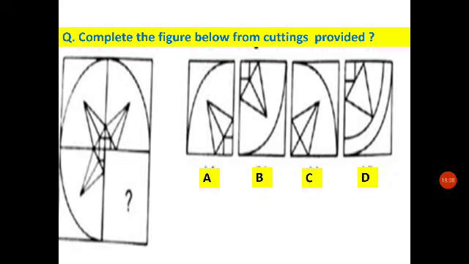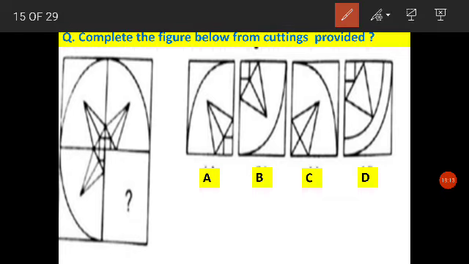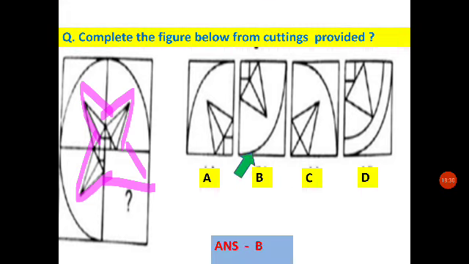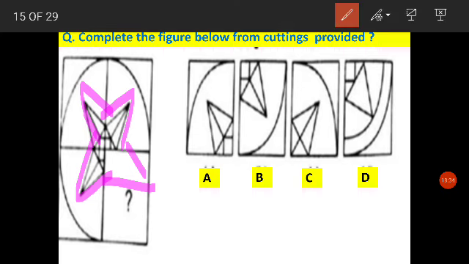Now completion of figures. Actually these questions are very simple and we keep doing them in kids corners, in newspapers and all. So let's see, there's a star given here, there's a star given here, there's a star given here. So what you need basically is a star kind of thing here. And B is the best option here. You don't have to waste time on all these figures. Quickly compare and proceed.